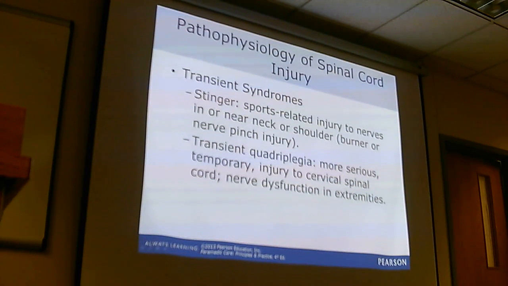And then you can have a transient quadriplegic accident, where basically you are getting some swelling or compression on the spinal cord below the level of C3, because that's where your breathing is. That can actually cause temporary paralysis, and it does return.